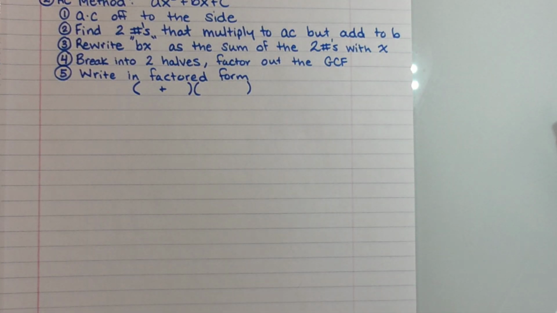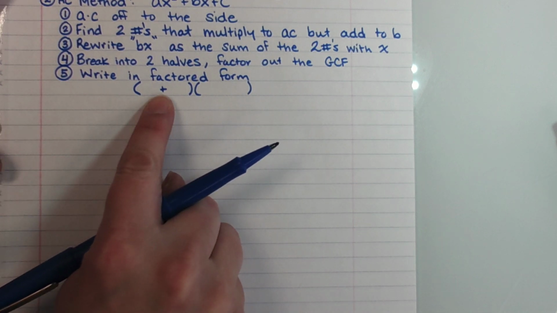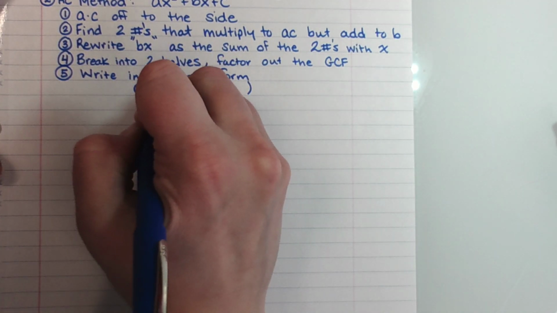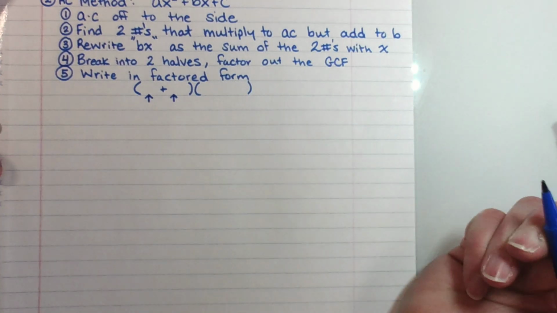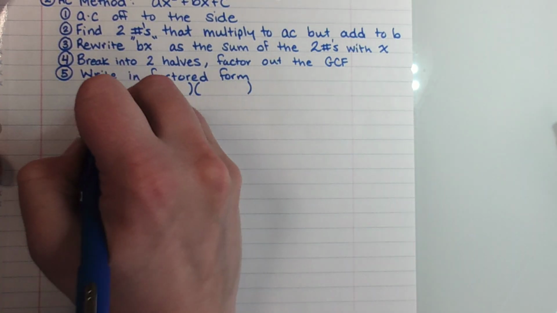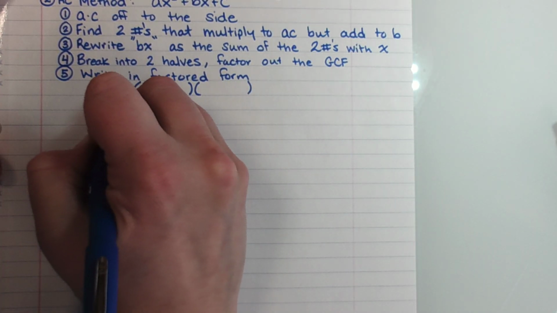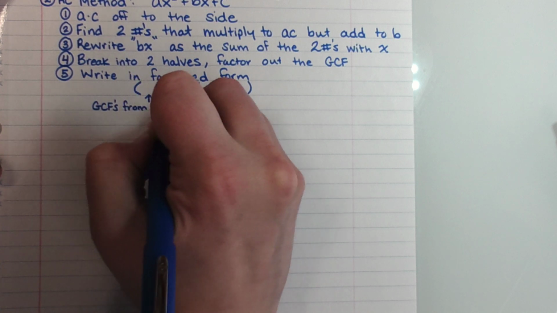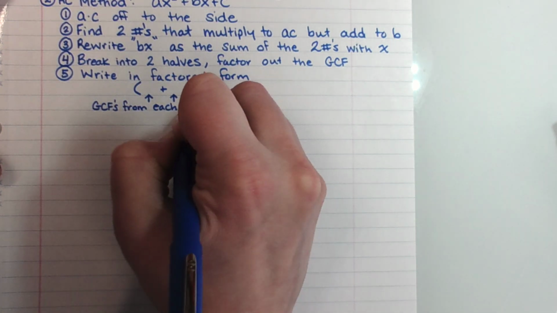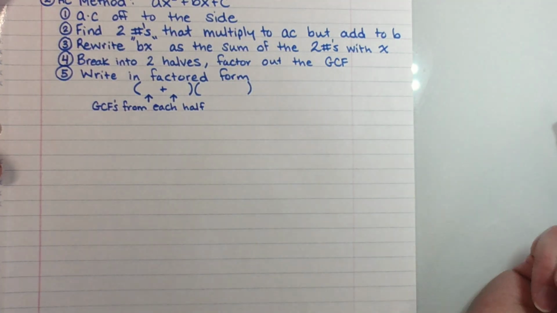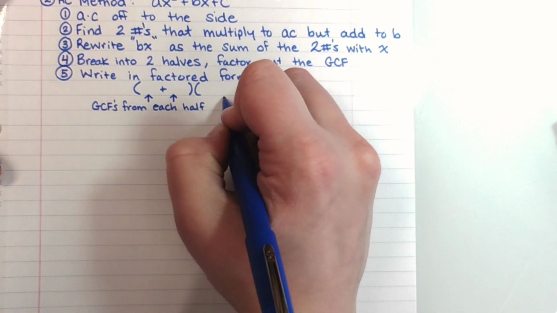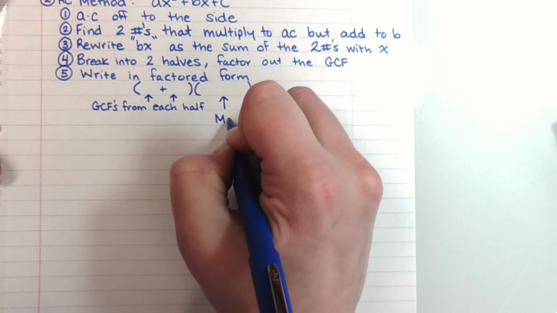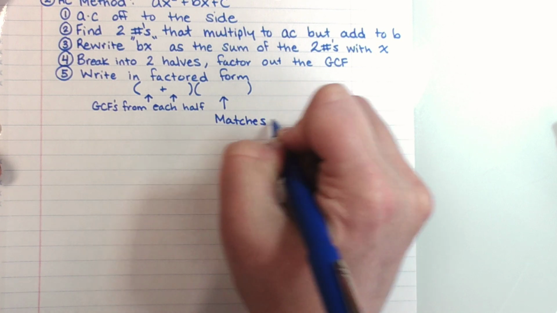Factored form should have the double parentheses. In the first set of parentheses, I put the plus sign in there because it's something that tends to get missed. The 2 things that go there are the GCFs from each half. They do get added. The second set of parentheses matches the existing parentheses.